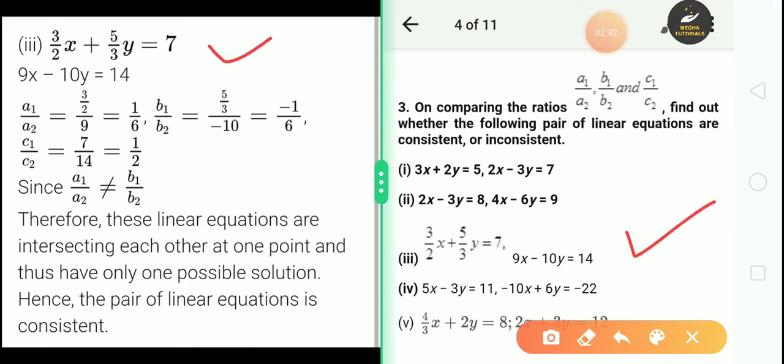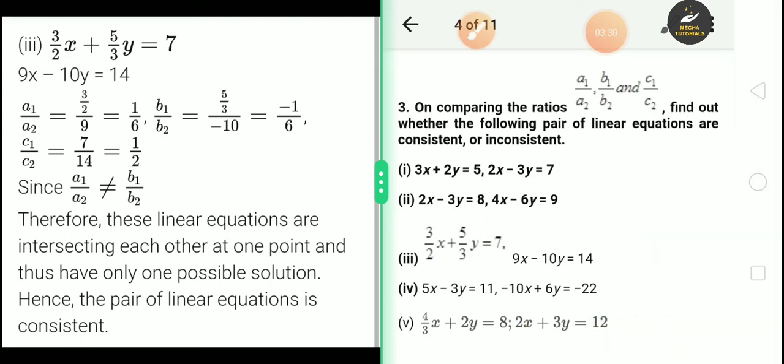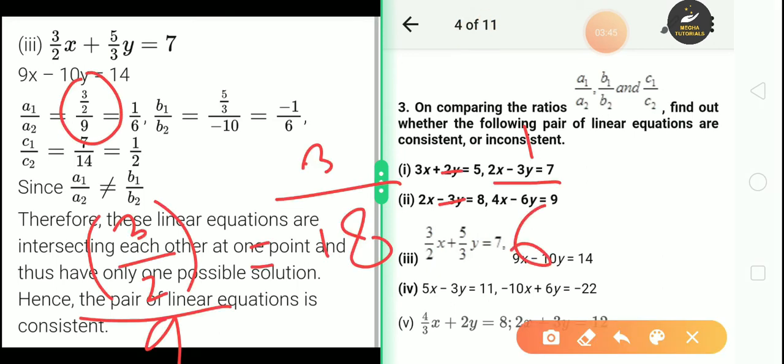The equations are 3/2 x plus 5/3 y is equal to 7, and the second equation is 9x minus 10y is equal to 14. On comparing with the standard form, you can write the values of a1, b1, c1 and a2, b2, c2. By taking ratios, a1 upon a2 is equal to 3/2 upon 9. We'll see the calculation, so please see the simplification. 3/2 upon 9 is equal to 3 upon 18.